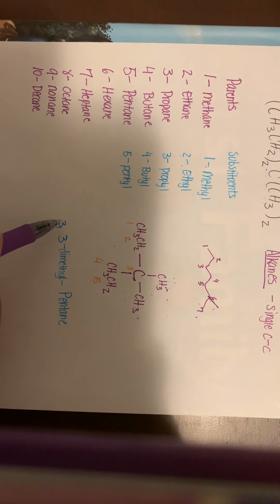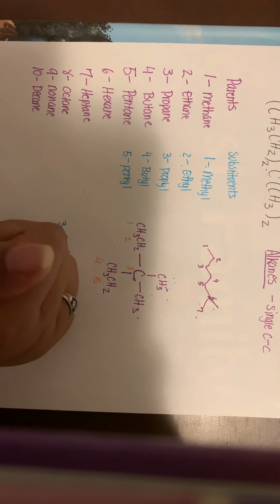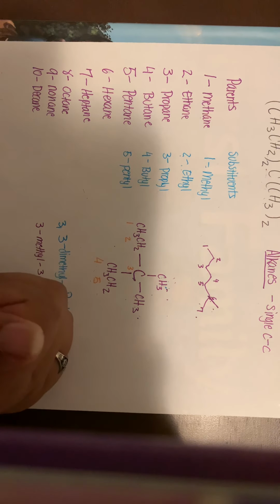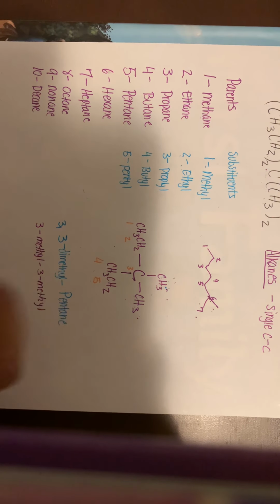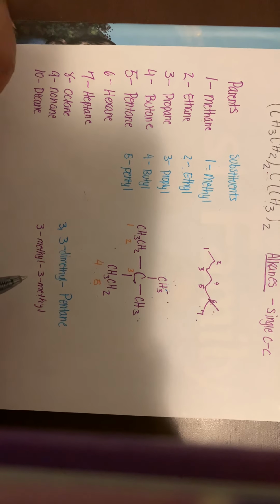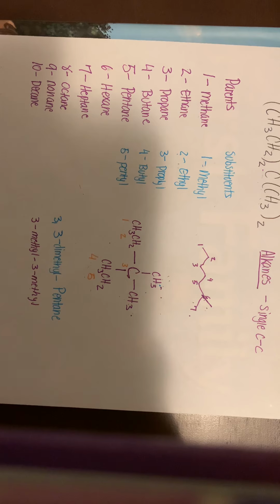Traditionally, you would do 3-methyl, 3-methylpentane, but since they're the same thing, you just use a prefix and say dimethyl, and then keep the locants. So 3,3-dimethylpentane, and that is how you get your answer.